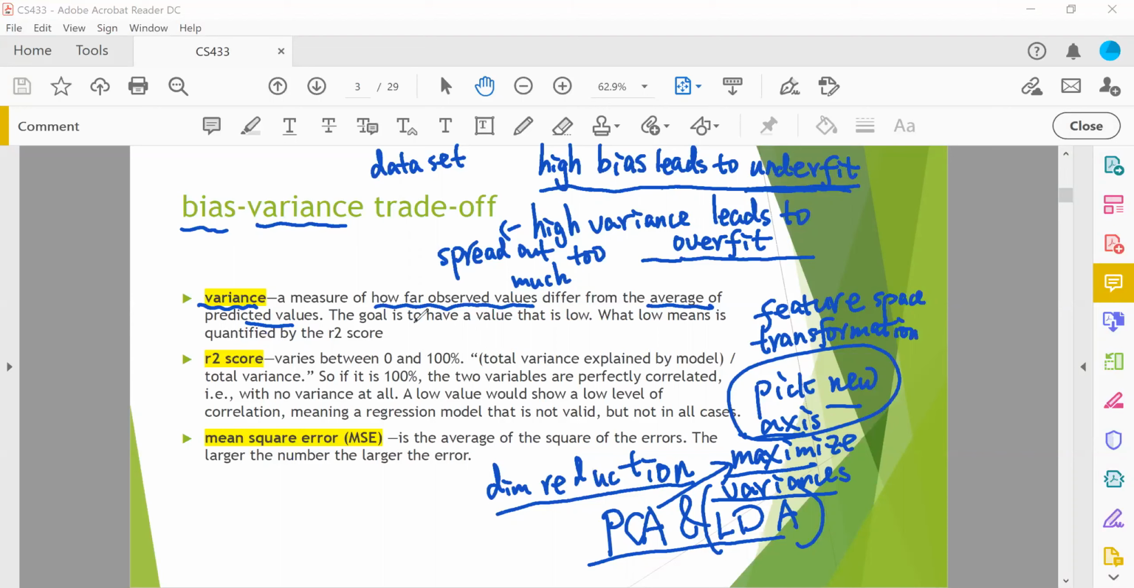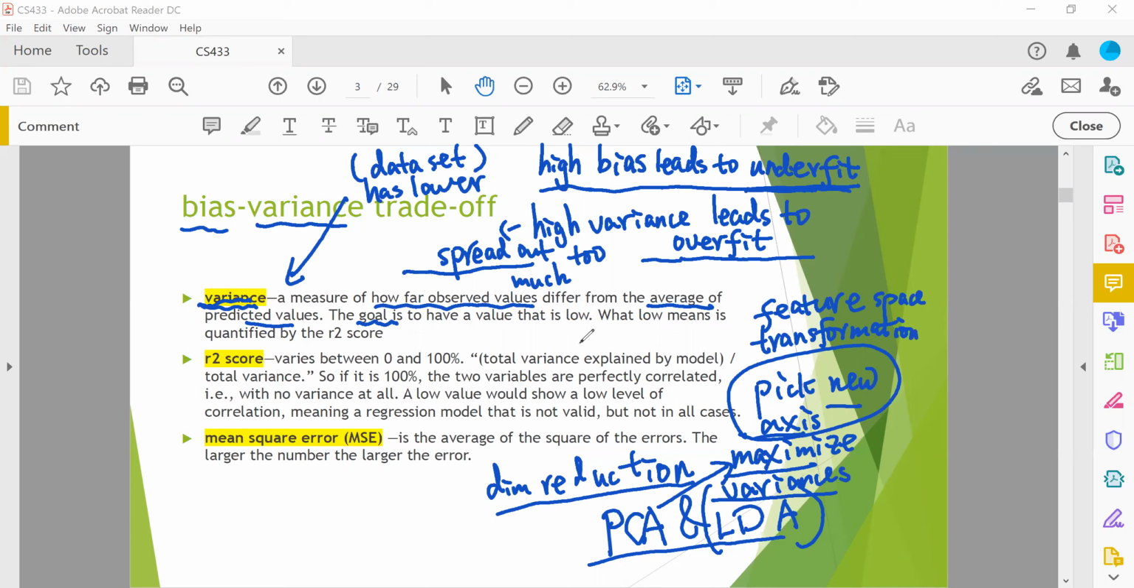So over there, we also discussed variance. And if you recall visually, that axis will be along the most spread out direction. So that's called variance. And what is the goal? The goal is not to have higher variance, be careful. The goal is to have lower variance, okay, lower variance.